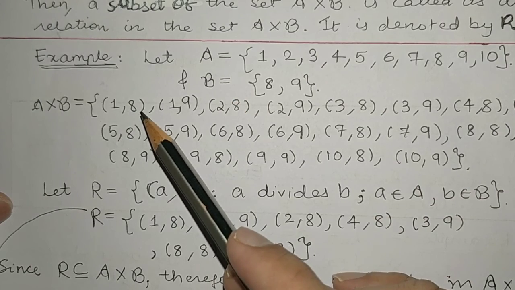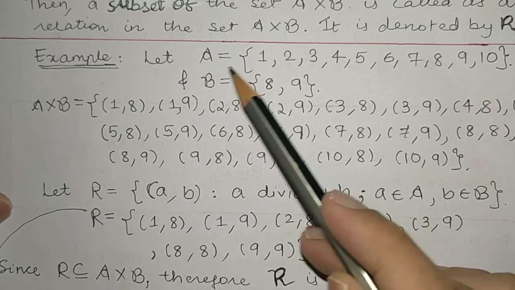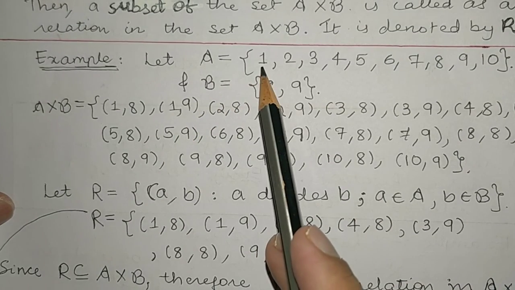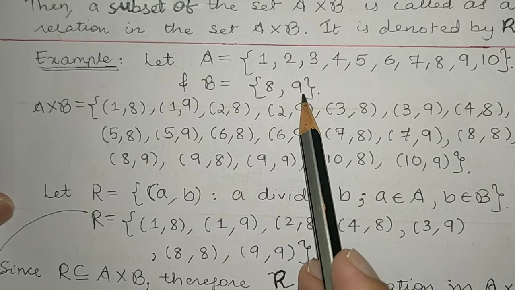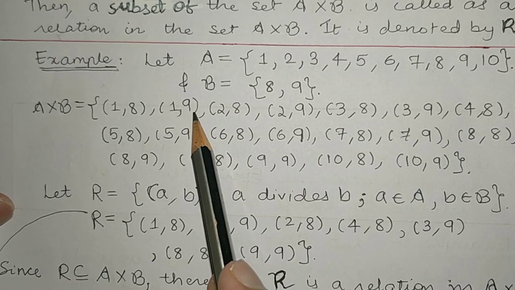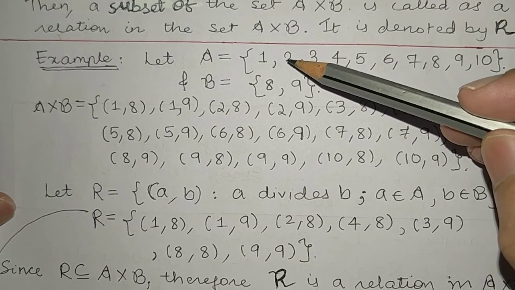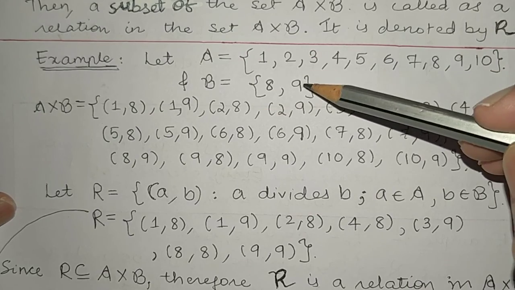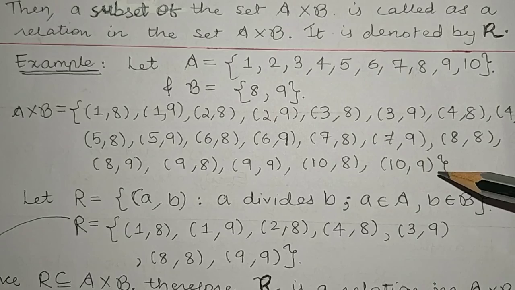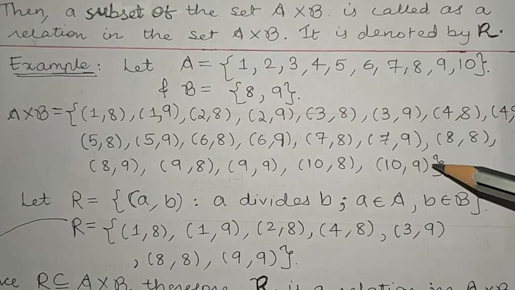The first element I have written is (1, 8), right? 1 is from A and 8 is from B. Look at the second element. The second element I have written as (1, 9). So I have taken the first element of the set A and the second element of the set B. Like that you can write all the elements. What will be the next element? (2, 8), then (2, 9), then (3, 8), then (3, 9), and so on. You can write all the elements. The last element will be (10, 9) here.